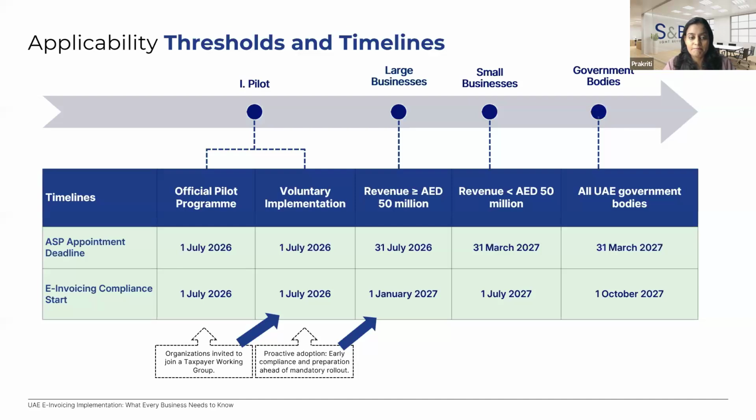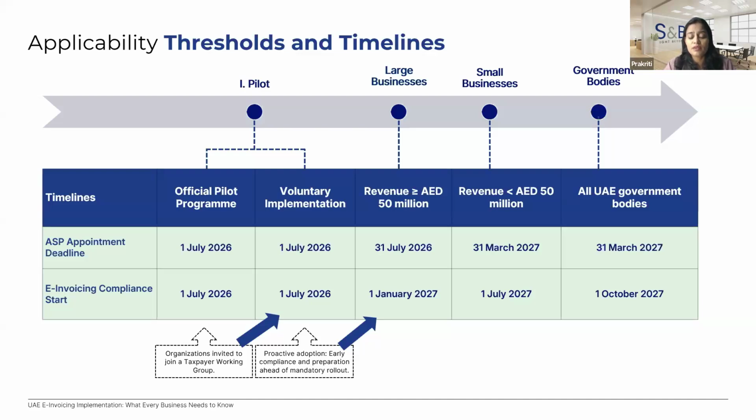Apart from this threshold requirement, there are also voluntary and official pilot programs where either you will be called by the government to start on the pilot program. There are no penal implications there, it's a testing phase. The other is you choose yourself, you volunteer that I want to be part of this implementation, and you become capable through the ASP and start raising e-invoices.